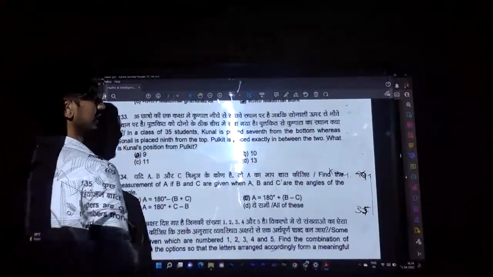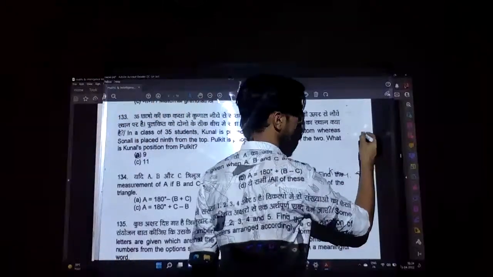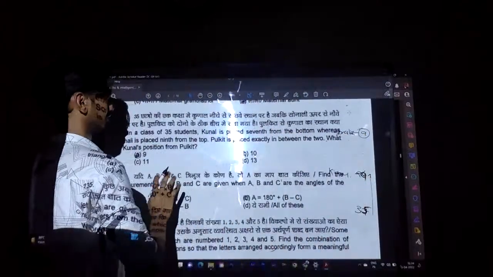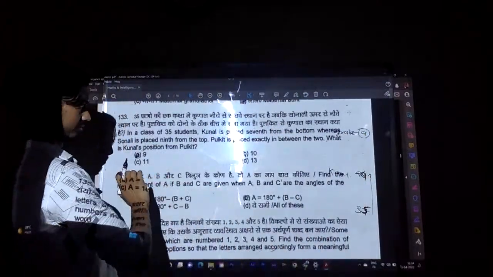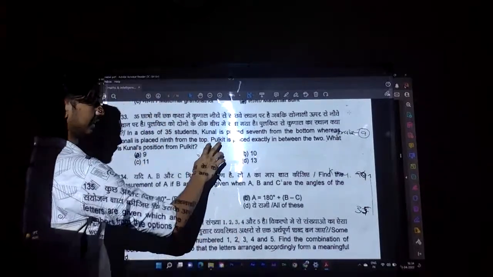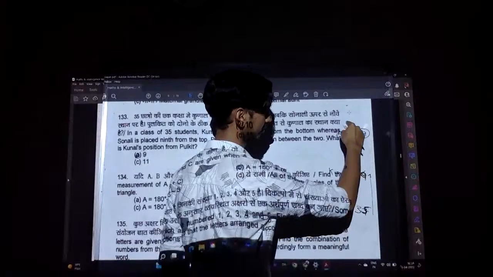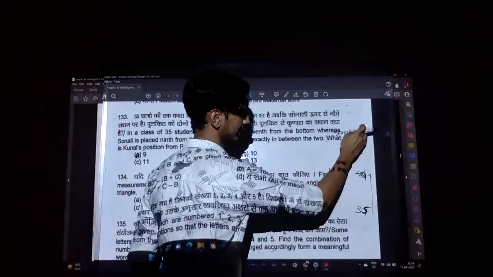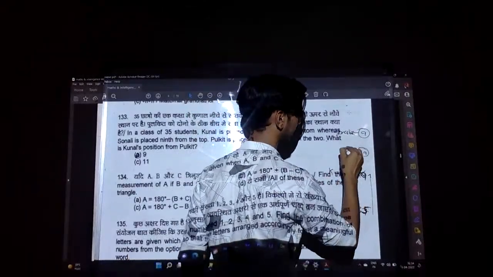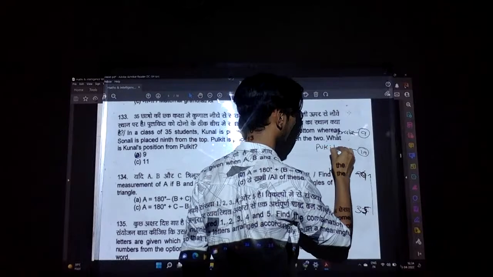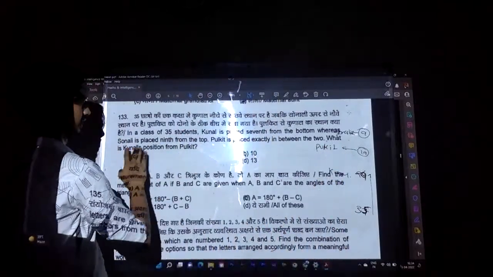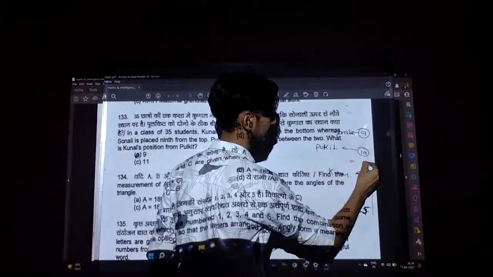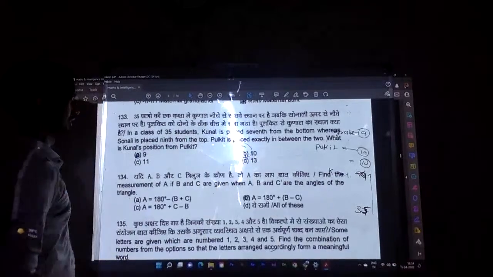Whereas Sonali is placed 9th from the top, so the 9th number is reserved for Sonali. Now we are given that Pulkit is placed in the center of Sonali and Kunal, so we have to find his position. The center of 9 and 29 will be 19, and Pulkit is placed here. So we have to find the difference between Kunal's position and Pulkit's position. When you subtract 29 minus 19, you get 10. So the correct option will be option B.